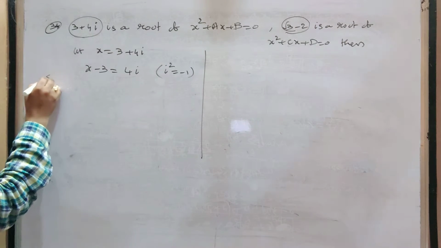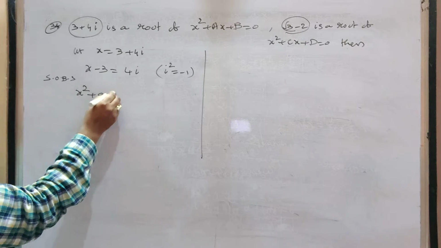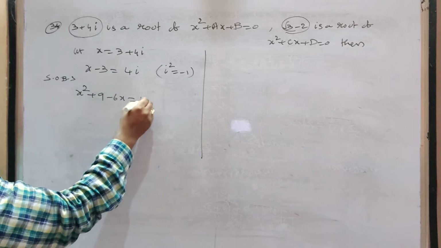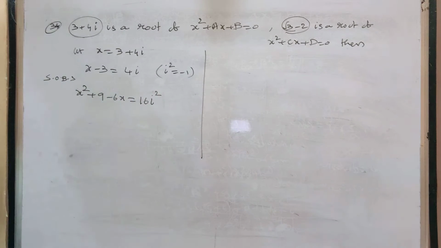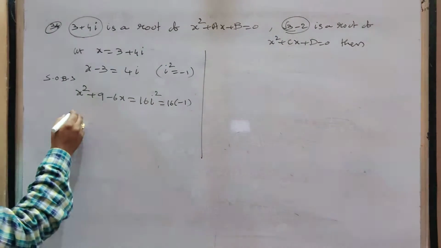Squaring on both sides. x square, 3 square 9 minus 6x equal to 16 i square. What is i square value? Minus 1. That is 16 into minus 1. Minus 16 taking left hand side.